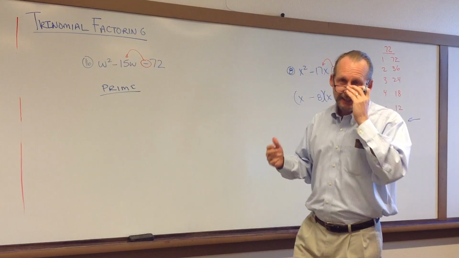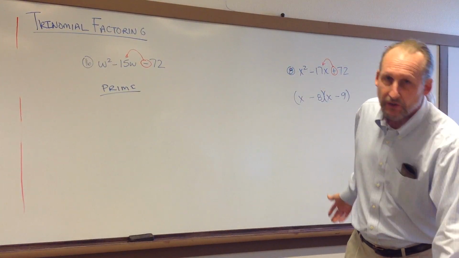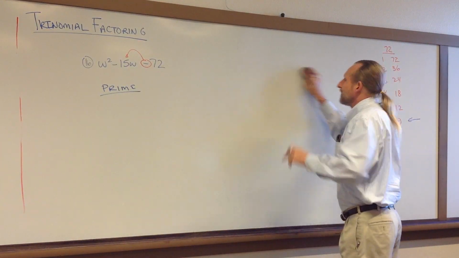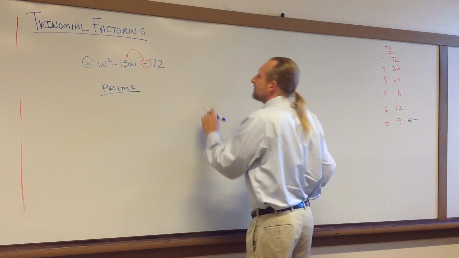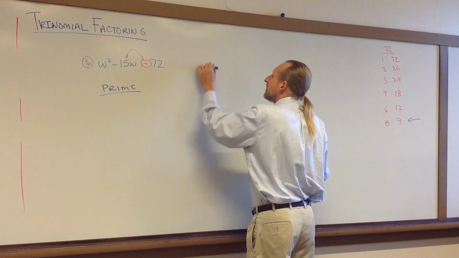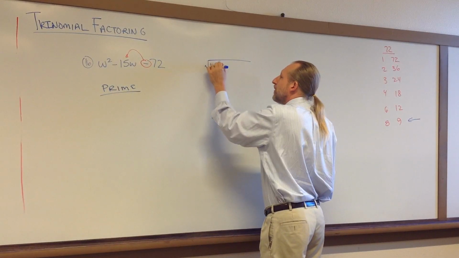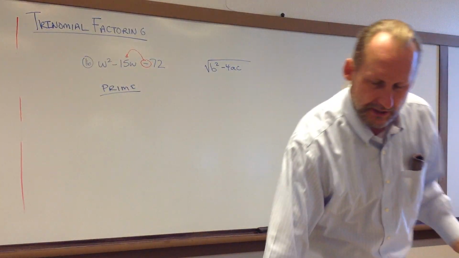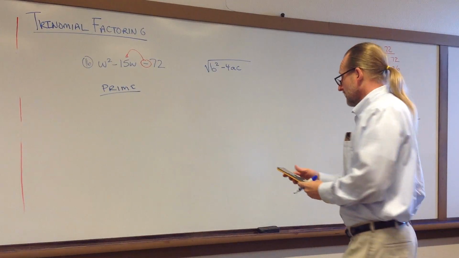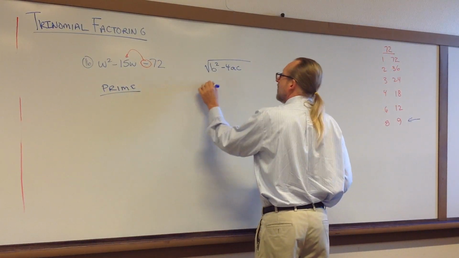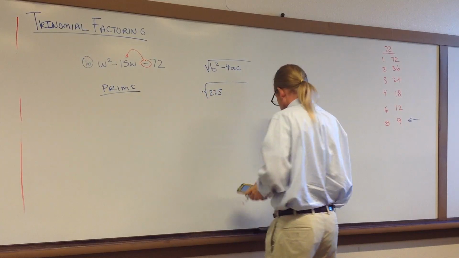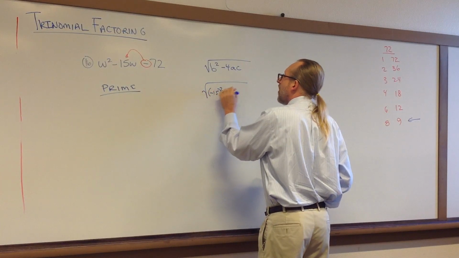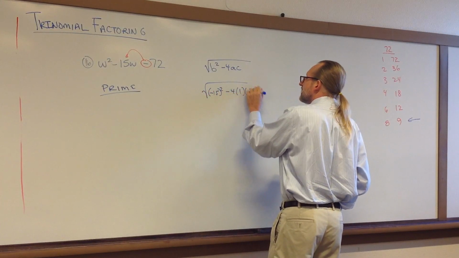And sometimes people ask me, how can I tell whether or not something's going to be factorable? And people usually don't like the answer, but I will tell you anyway. The answer is to take the radical part of the quadratic formula, b squared minus 4ac, and calculate it, which in this case is going to be 225, that's 15 squared, or negative 15 squared, I'll go ahead and put that in there, minus 4 times 1 times negative 72.